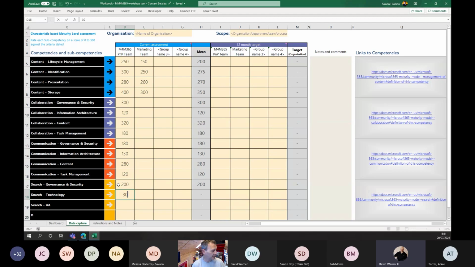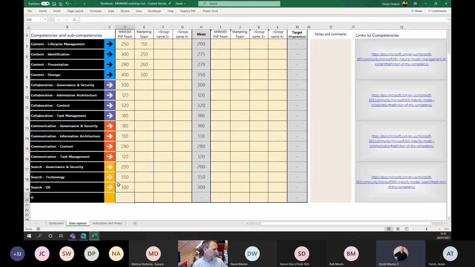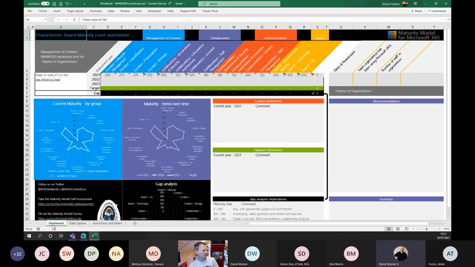We're pretty solid on the technology we're employing. We even go so far as to 350. The UX, it's okay. And then we haven't filled in this last one. Right, so that's all the magic done. That's the hard work done. We go to the dashboard now. This is where we've done some real work.